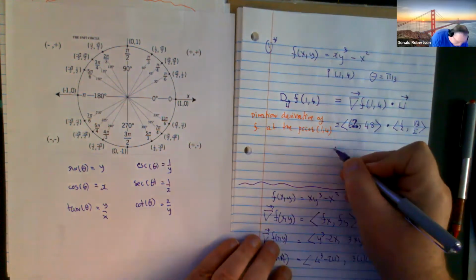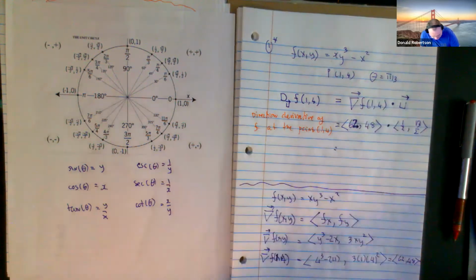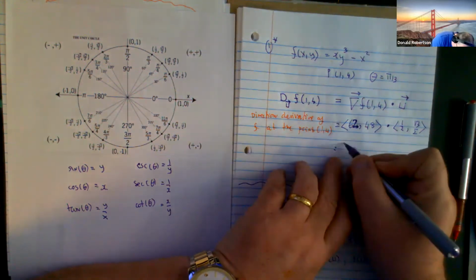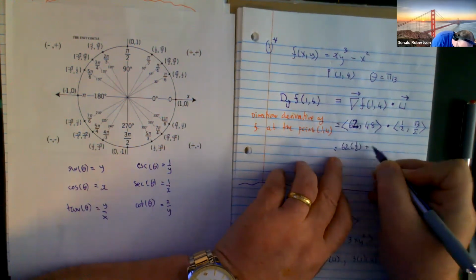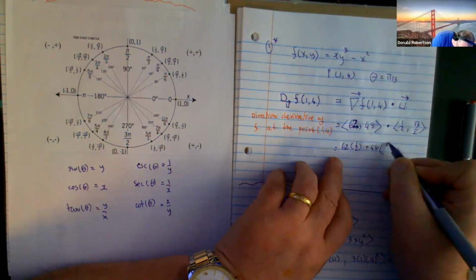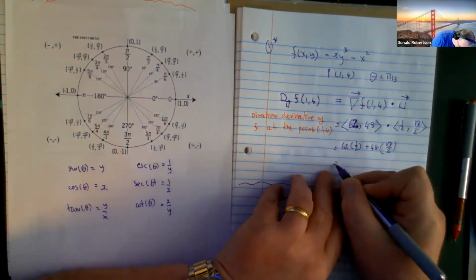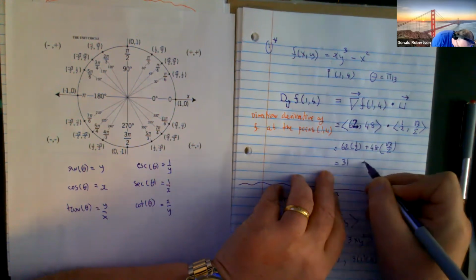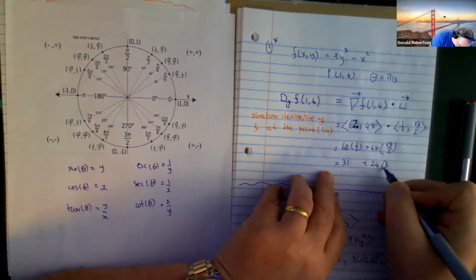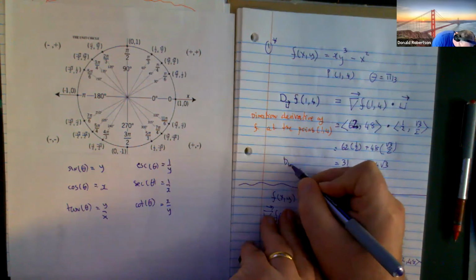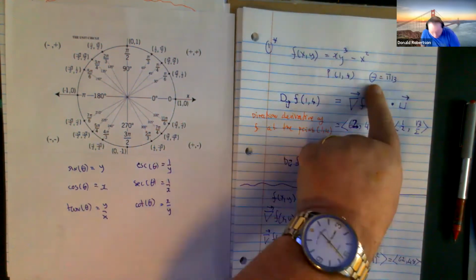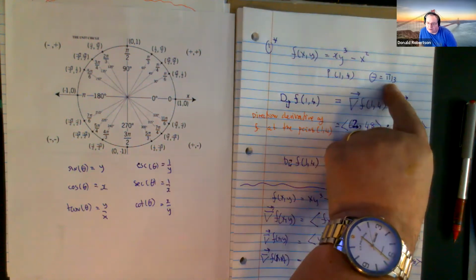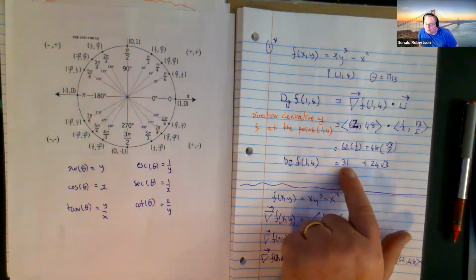Okay, now you could just turn them into decimals and call it good, but they want the exact value, so we're going to have to stick to it. So the dot product is 62 times 1/2 plus 48 times root 3 upon 2. That gets me 31, and that gets me 24 root 3. And so the directional derivative of this function at the point (1, 4), going in the direction pi upon 3, ends up being that number.